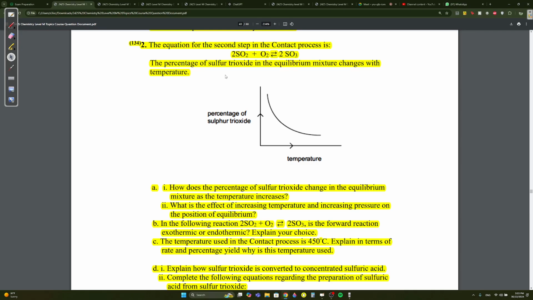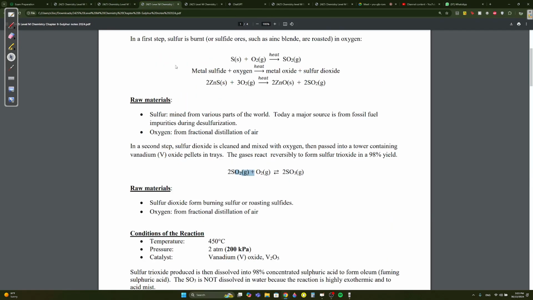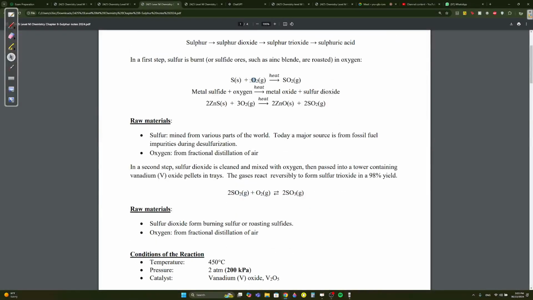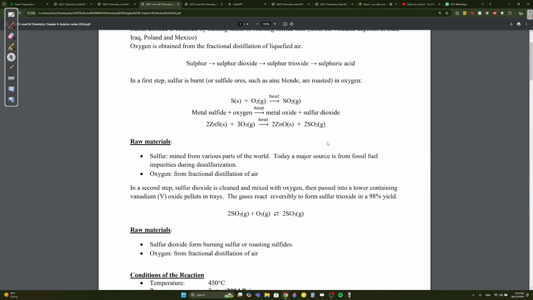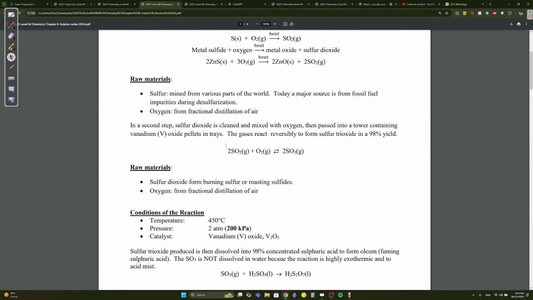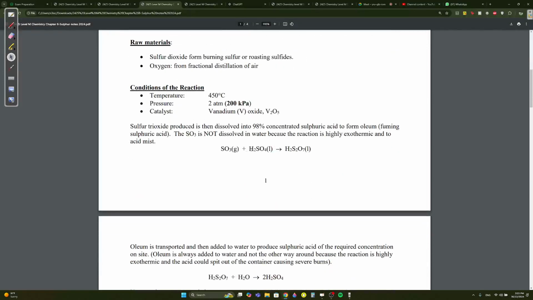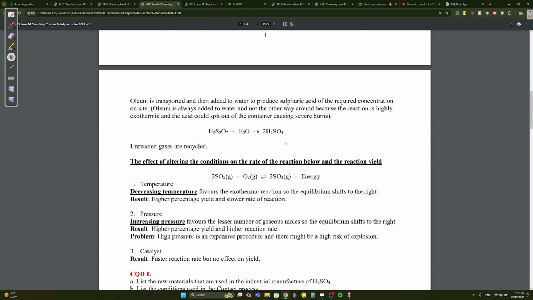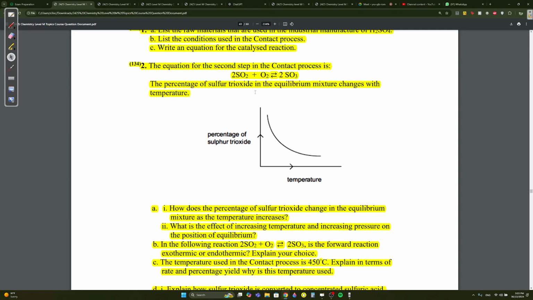Oh, okay. The percentage of sulfur, guys, you should go back and read over the sulfur notes after the contact process. Okay, first you start like this to get SO2, then SO2 plus oxygen to get SO3, and then you add H2SO4 to get oleum, and then when you add water to oleum, you get H2SO4.